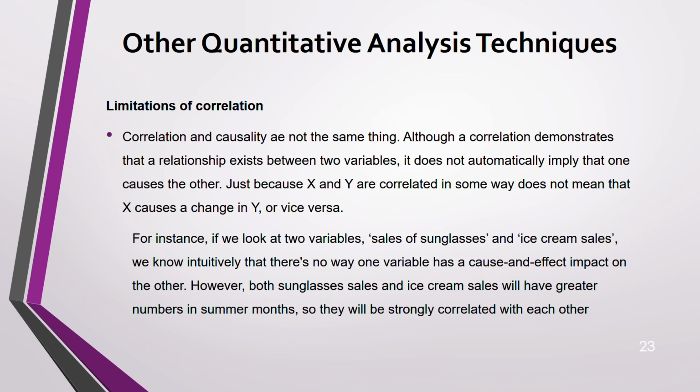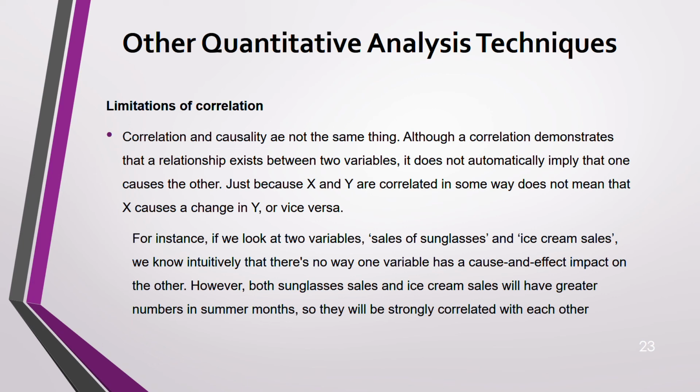For instance, let's see this. These are the two variables, okay? One is sunglasses, one is ice cream sales. We know intuitively that there's no way one variable has a cause and effect on the other. Does you buying sunglasses give you more ice cream sales? No, no cause and effect. But both of them will be greater. The sales will be greater in the month of summer. We know that. So in terms of correlation, you can say both are strongly correlated with each other because both are sold in summer. But they are not having an impact on each other.